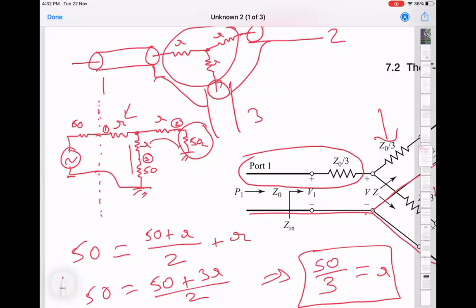And then I also made the point that this circuit is completely symmetric on all three ports, so the same analysis would apply for all of them, right? So is this part clear?